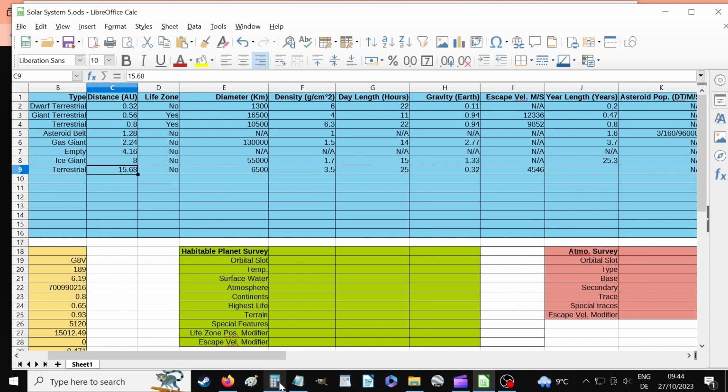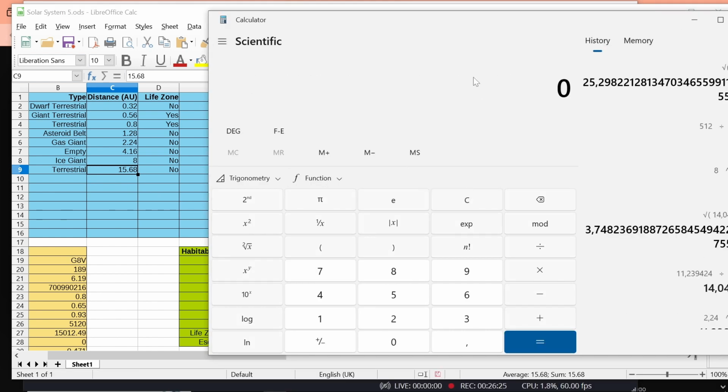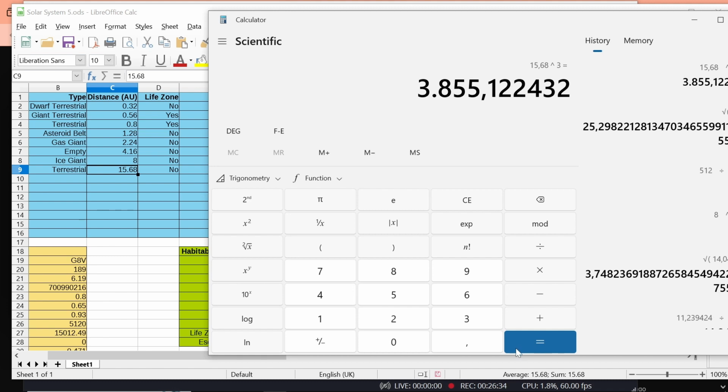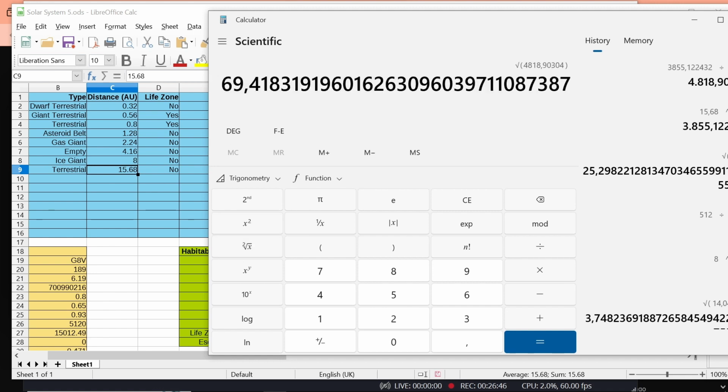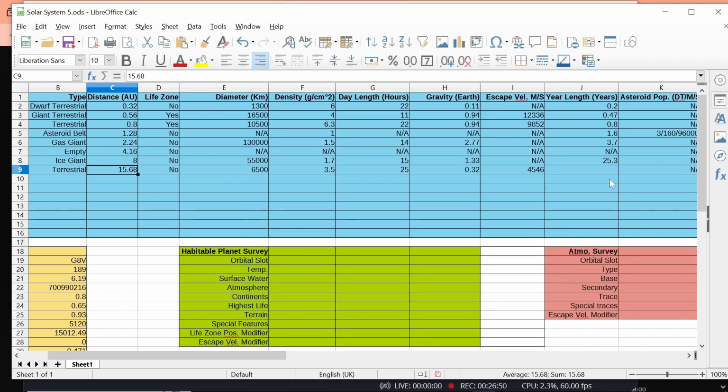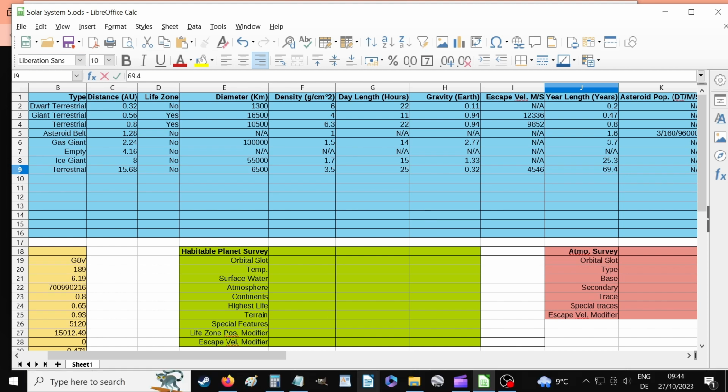So our last planet here, 15.68. 15.68 is the distance. Cube it. All right. Divide it by 0.8, the mass of the sun in relation to our sun, and then we take the square root, which gives us 69.4 years. 69.4 years. Years are finished.